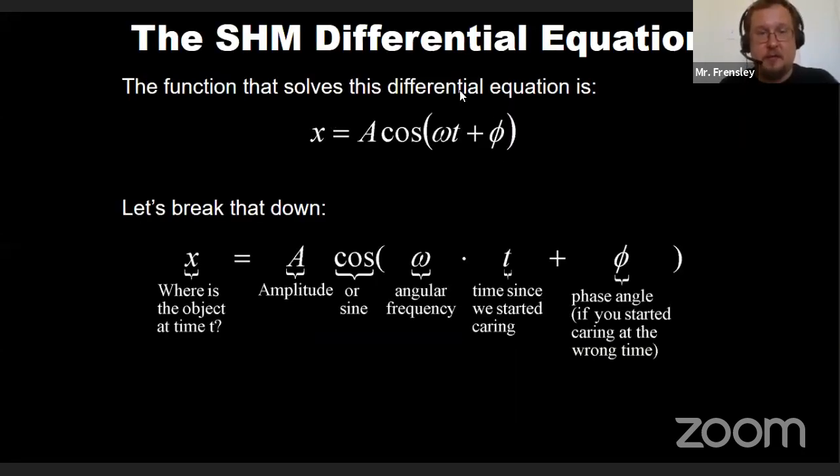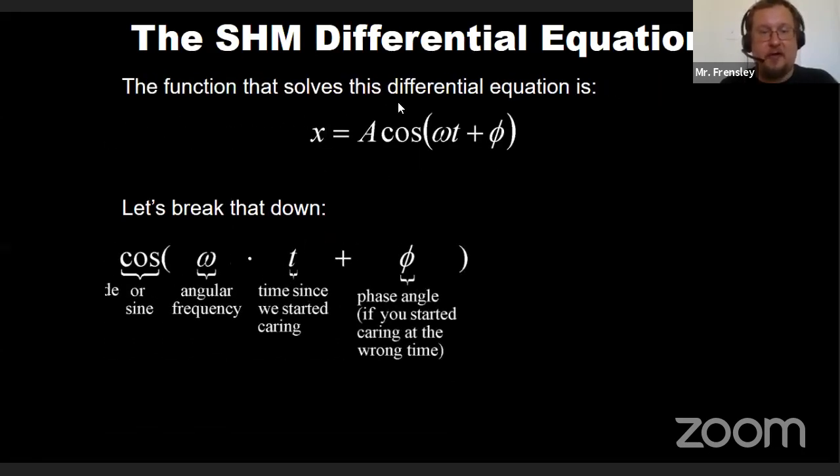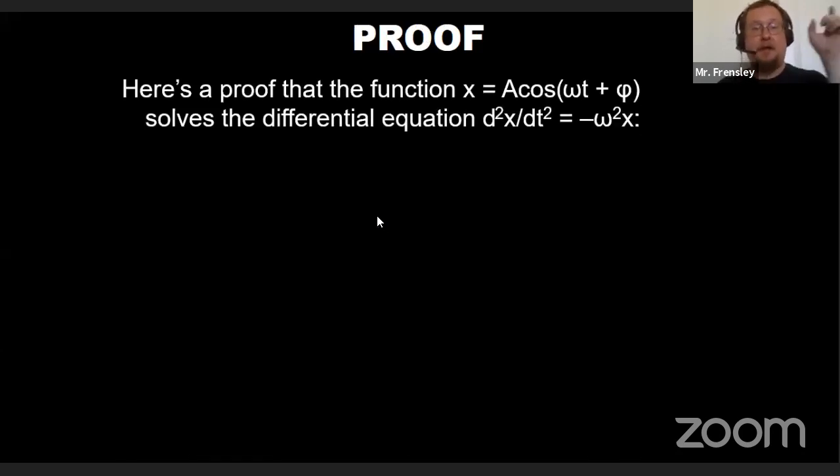I want to prove to you now that this equation solves this differential equation. So how do I know that this function solves this differential equation? Simple. You just plug in and see if both sides are the same, just like in algebra, okay? Is x equals 1 a solution to x squared minus 2x plus 1? Just plug in x equals 1 and see if both sides are the same. So here it comes. I'm going to take x equals A cosine of omega t plus phi, and I'm going to plug it into this differential equation, see if I get the same thing on both sides.